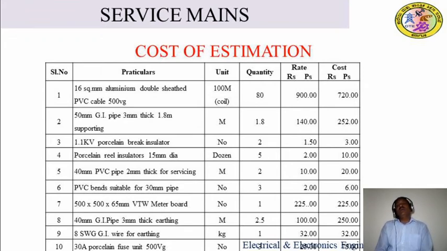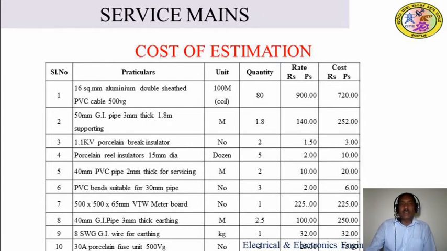Quantity column: what we have calculated from the calculation, that data you have to put in the quantity column. And in the rate column, as per the market rate, what is the price of each quantity, that cost you have to mention in the rate column. And the cost column is the rate multiplied by the quantity, so you will get the cost of the material.